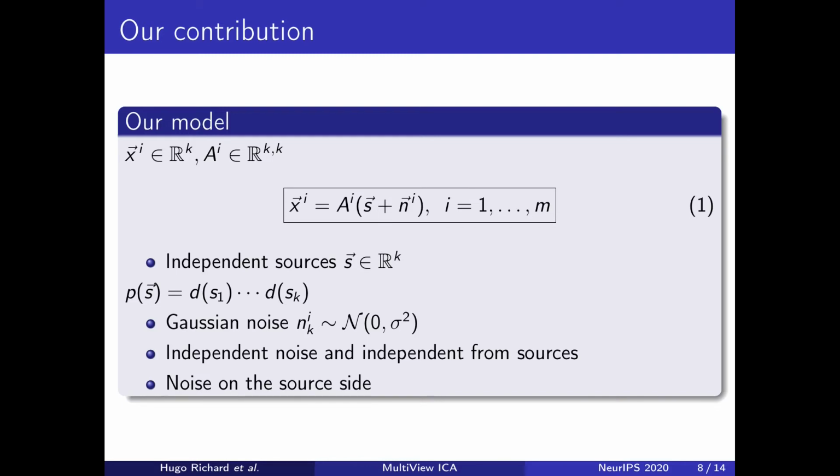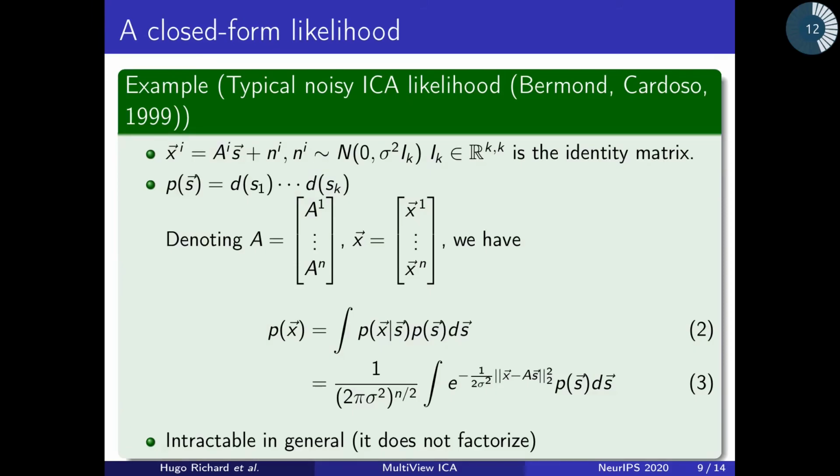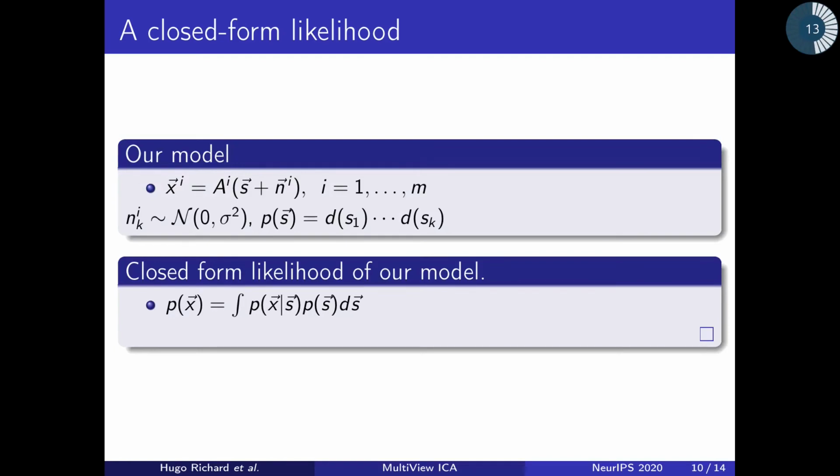Now, our model can just be seen as a special case of noisy ICA, but let me try to convince you that this special case actually allows us to solve problems that are difficult to solve for general noisy ICA. So we now focus on a similar model as ours, but with noise on the sensor side. As we see, the likelihood involves an integral, but the integral does not factorize. This makes the problem difficult and intractable in general. In contrast, our model has a closed-form likelihood.